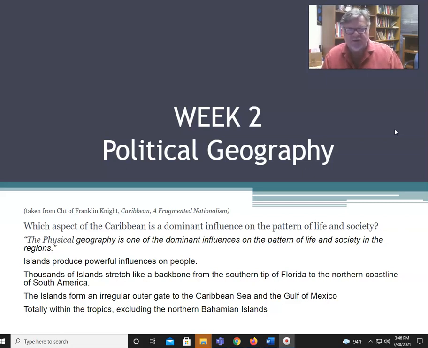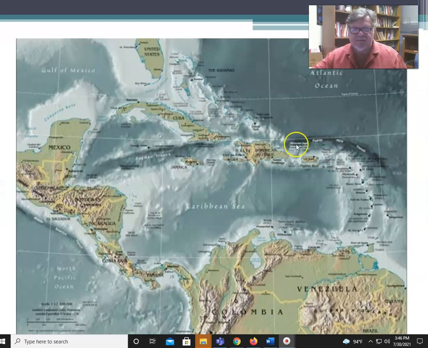Thousands of islands stretch like a backbone from the southern tip of Florida to the northern coastline of South America. These islands form an irregular outer gate to the Caribbean Sea and the Gulf of Mexico. These islands are also totally within the tropics, with the exception of the northern part of the Bahama Islands.